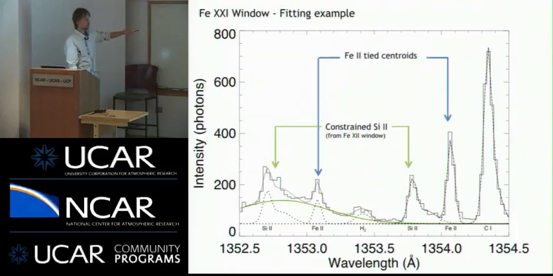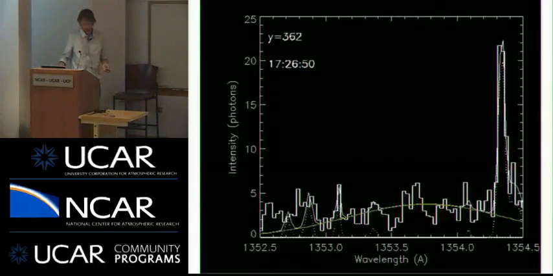The chromospheric lines, like these silicon lines and the carbon line as well, have a strong redshifted component too, so we can add that in. We can really remove every other possibility of what this bump is here to really get out the iron 21. So it's maybe best shown as a movie.